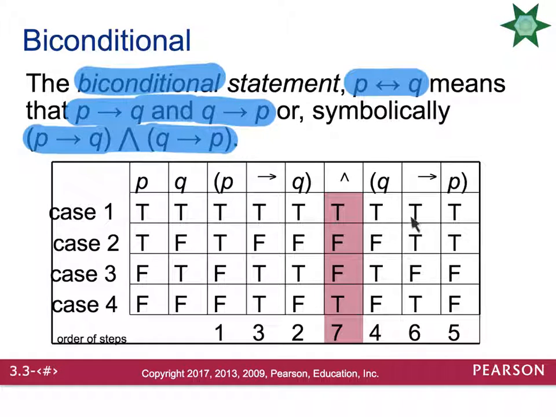True and true gives us true. False and true gives us false. Remember, they both have to be true for an and. True and false gives us false. And then true and true gives us true again. So there's our truth table.